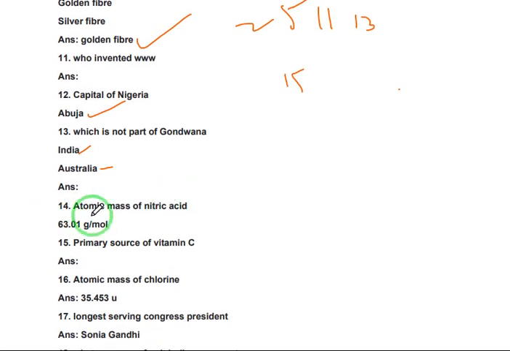And 14th one, atomic mass of nitric acid is 63.01 gram per mole. Primary source of vitamin C: what is the primary source of vitamin C? I am not aware of the options given. Generally the primary sources of vitamin C are orange, kiwi, lemon, that is citrus fruits. So based on the given options, what is the correct answer? Just write in comments.